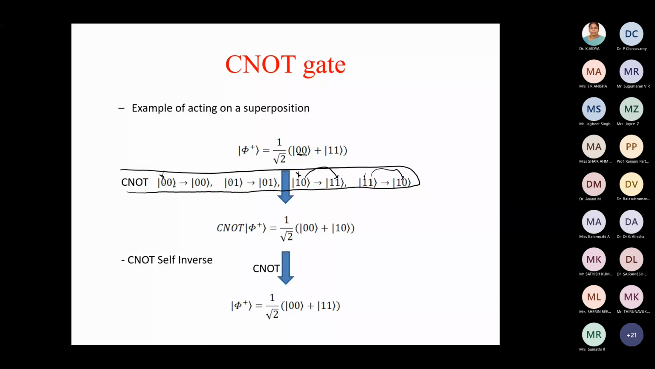First and second qubit are control and target, and depending upon whether the control first bit is 1 or not, it will change the second qubit. So if I ask you to apply CNOT on this state, 0 0 is there, so 0 0 will remain the same, and 1 1 will become, what will this 1 1 change to? 1 0. So 1 0 it will become.